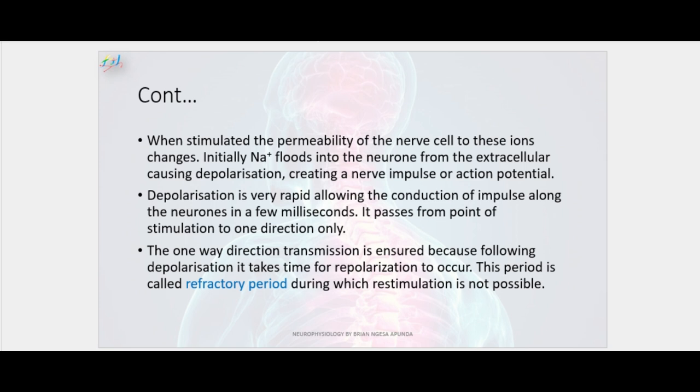And eventually, this will move along the axon. So the initiation that we saw in the cell body is spreading to the axons. That means our impulse is spreading. With the impulse spreading, we are saying that the cell is being depolarized, or you can say the wave of depolarization is spreading towards the axonal end.